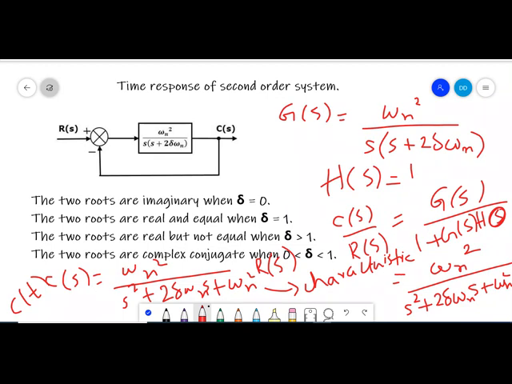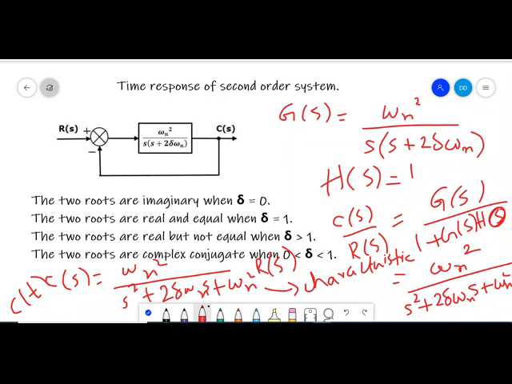If delta is equal to 0, we will get the roots as imaginary. If delta is equal to 1, we get two roots which are negative, real and equal. If delta is greater than 1, we get two roots which are negative, real but not equal. And when delta lies between 0 and 1, we get roots which are complex conjugate. So depending upon the value of delta, the roots vary.